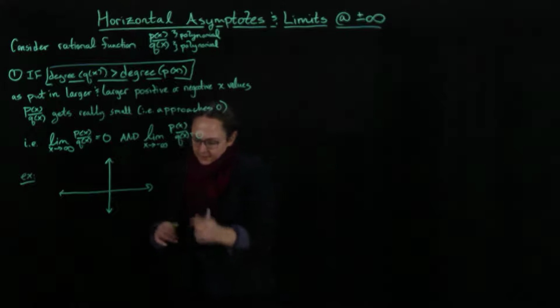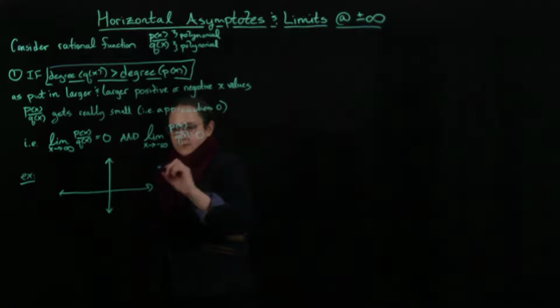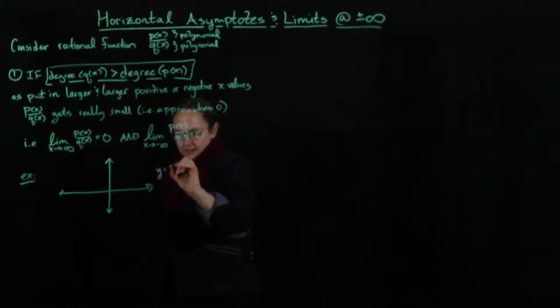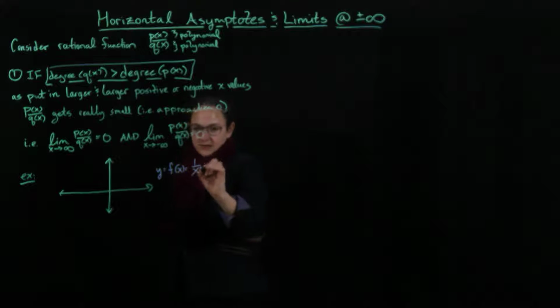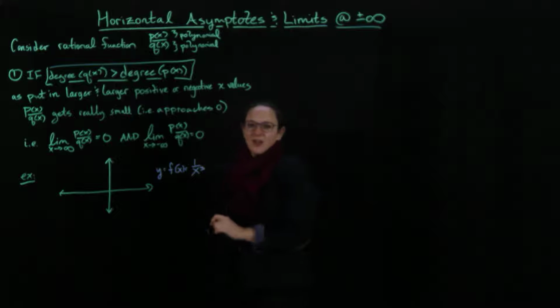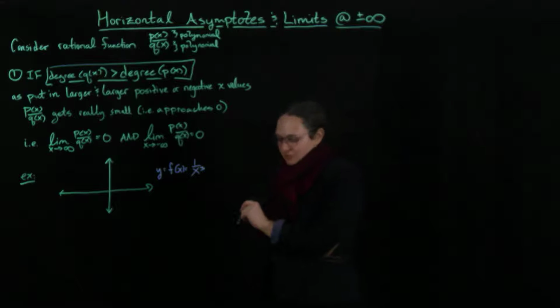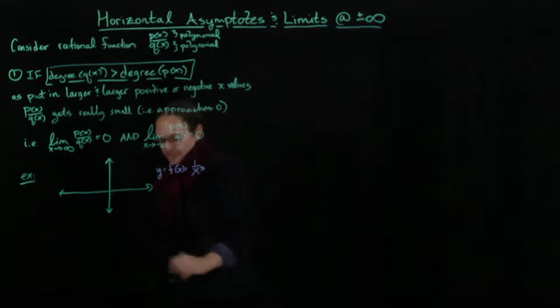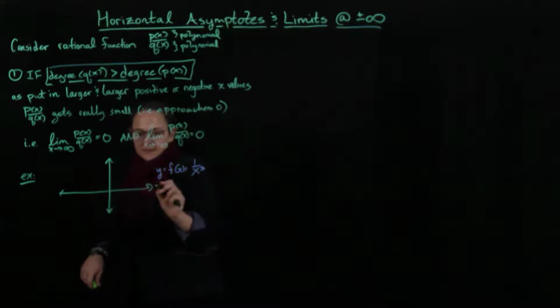So I'm going to look at the function y equals f of x equals 1 over x cubed. Okay, the degree of the top is 0, so that's smaller than the degree of the bottom, which is 3. So this is a good example. Well, let's label our axes, in a circumstance where we have x and y axes.